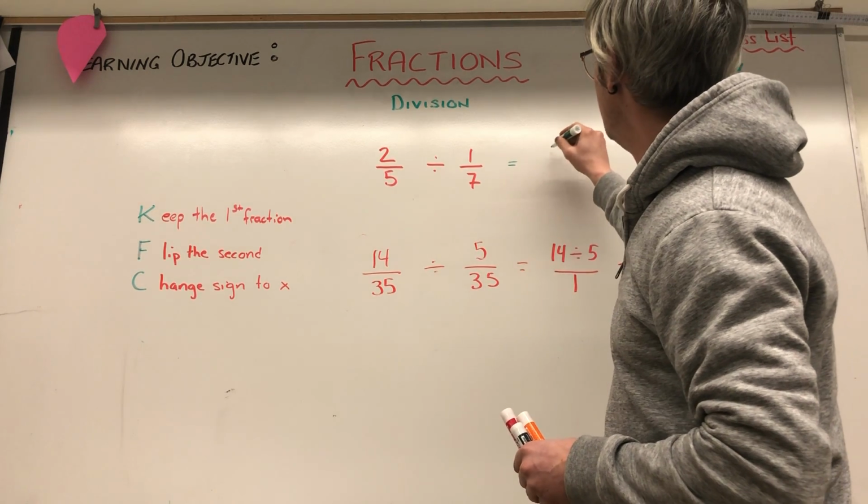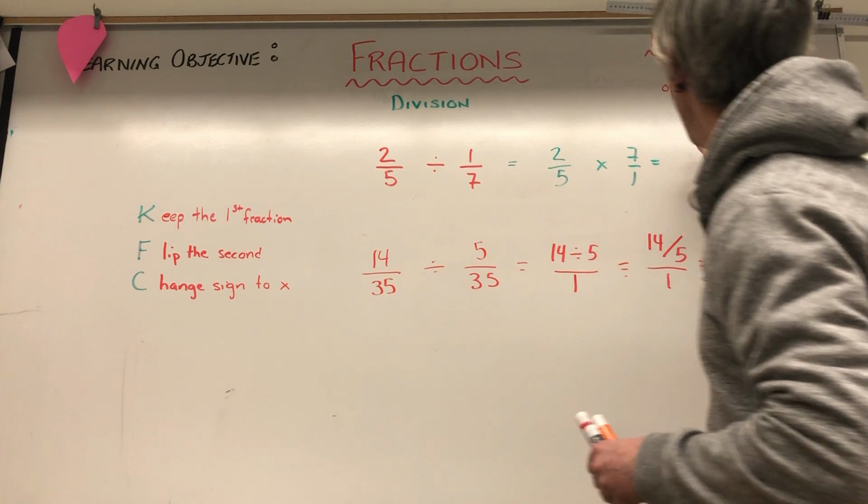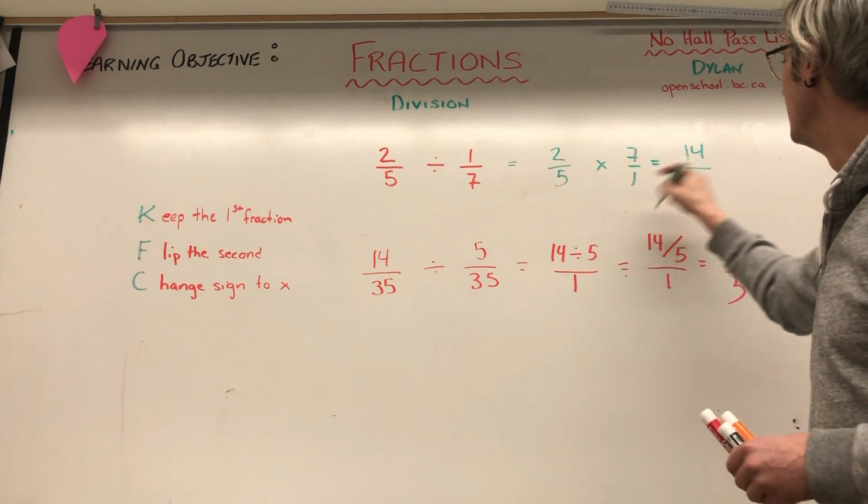So then, if I use the KFC method, 2 over 5, I'm going to flip the second one, 7 over 1, multiply, I get 14 over 5 times 1, or 14 over 5.